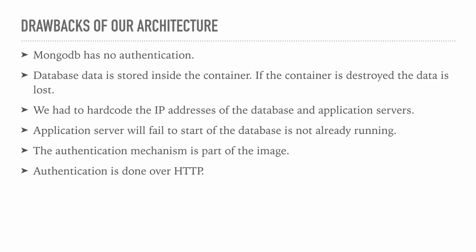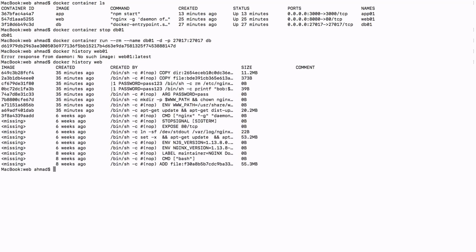The authentication mechanism is part of the image. We have hard-coded the username and the password inside the image itself. That is another security flaw, because anybody with access to the history of the image, for example if I type docker history web01, docker history web for the image, I'm going to see the commands that were used to start this image, including the arguments that I have passed. So as you can see here, I have ARG password equals pass. That was inside the file, and I also have password equals pass123, so I have both passwords, the default one and the one that I have entered during the image build.